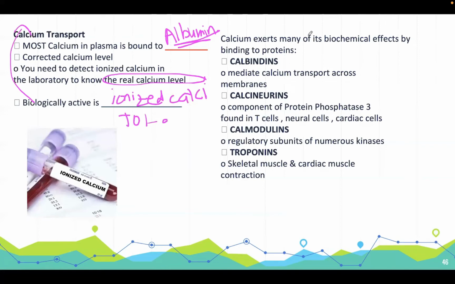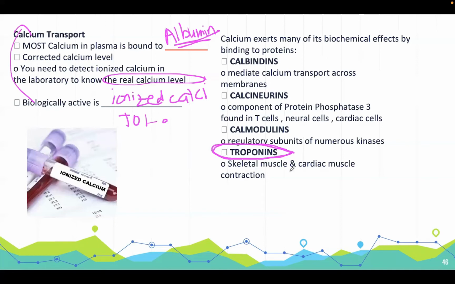Next, calcium exerts many of its biochemical effects by binding to proteins. Example na nga po dyan si albumin na nagbabind siya sa ating proteins. Your calcium are able to bind with your proteins such as albumin. And then meron pa tayong mga ibang examples. We have your calbindins, okay, your calcineurins, your calmodulins, and then the troponins. So among these four, ang very familiar si Ma'am Trina is yung troponins. Ito din yung medyo mahalaga, kaya tatandaan po ninyo. Bigyan po natin ng emphasis si troponins.